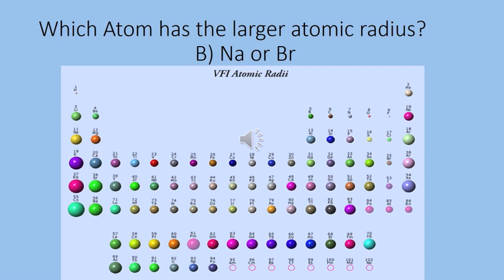Okay, so our first question is, which atom has the larger atomic radius, sodium or bromine? And the definition for atomic radius is the typical distance from the center of the nucleus to the boundary of the surrounding cloud of electrons. And again, the trend that the atomic radius follows is opposite from the E rule, so that means that it'll increase when it goes down and decrease when it goes across. And as we can see here, bromine is in a row that's lower than sodium, so that means it's going to have a higher atomic radius.